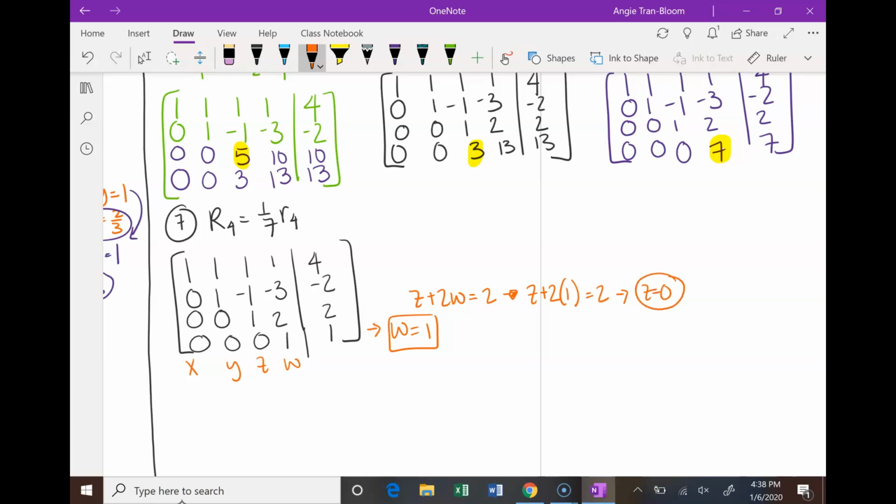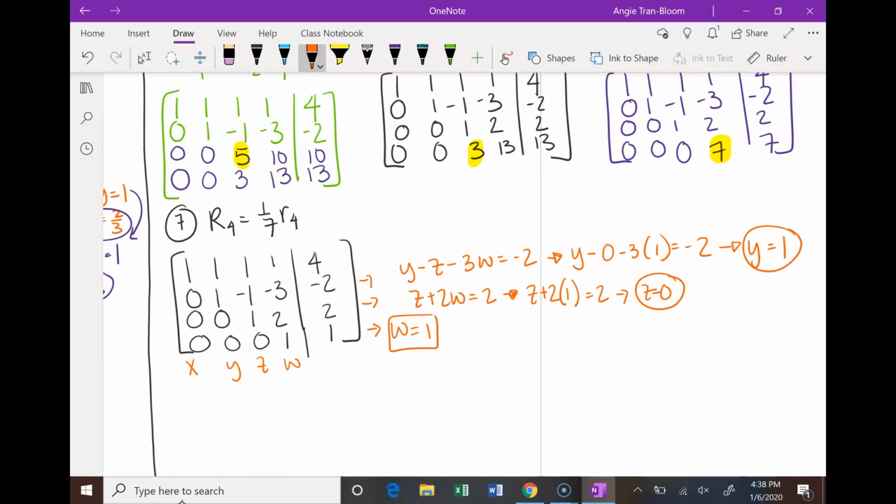Yay! You got 2 answers. Now the next equation has no x, but you have 1y minus 1z minus 3w equals -2. Well, you know w, you know z, so now you can solve for y. z is 0, and w is 1. So when we add 3 to both sides, y turns out to be 1.